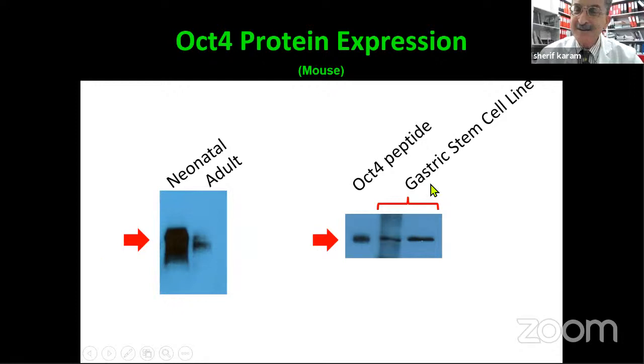So we further tested a stem cell line that we established in the lab from this transgenic mouse. Here we loaded the OCT4 peptide as a positive control, and we also tested this gastric stem cell line from the mouse. We found that OCT4 is also expressed in this cell line.